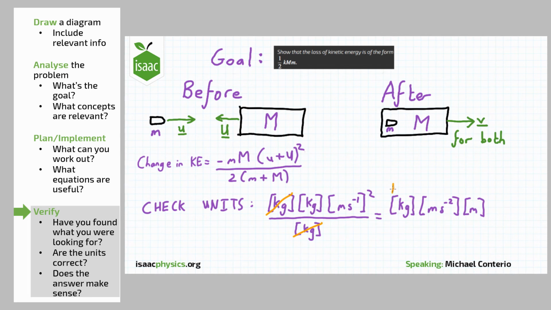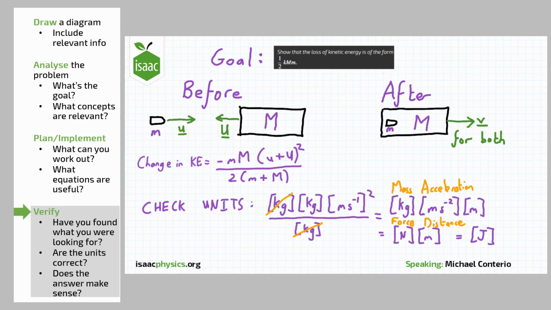So we've got a mass multiplied by an acceleration, which is a force given in newtons, and then that's multiplied by a distance in meters. Force multiplied by distance gives us work, which is measured in joules, which is the same as a change in kinetic energy, so the units work.